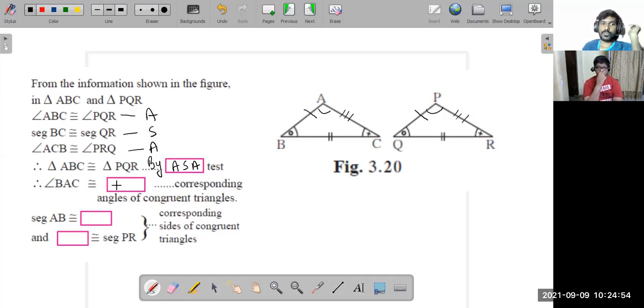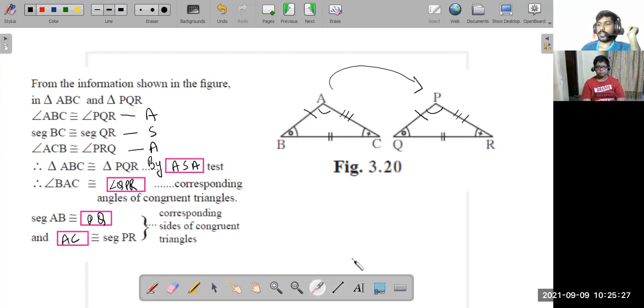So can you tell me in this box, what should I write? Angle BAC is congruent to? QPR. So angle QPR. And segment AB will be congruent to PQ. And which segment will be congruent to PR? AC. AC will be congruent to PR.